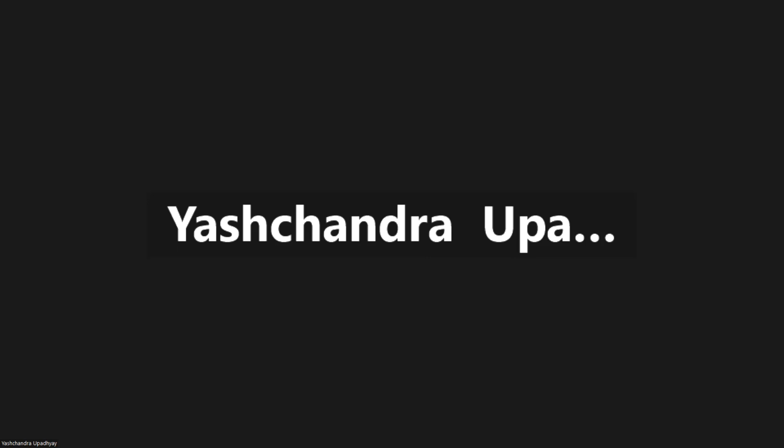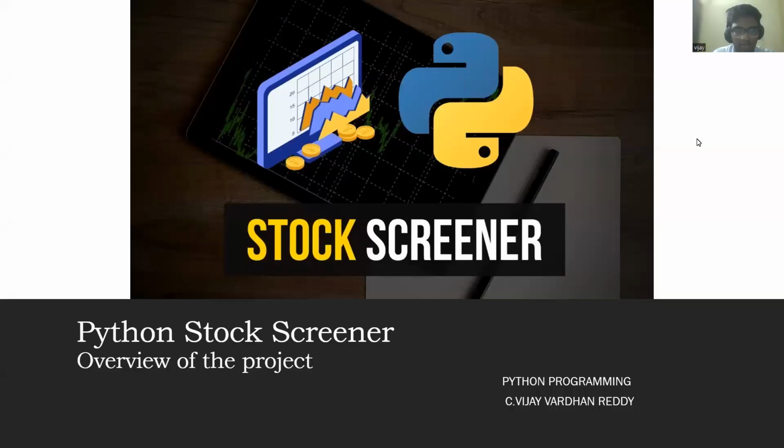Okay, then Vijay. Sir, am I audible? Yeah, you are audible. Can you tell me the name of your task? Excellent. Project overview, sir. You can start. Sir, is my screen visible? Yeah, it is visible.